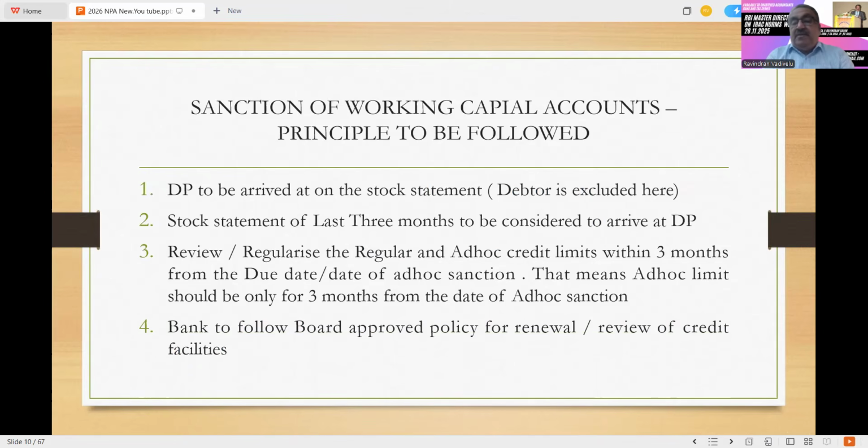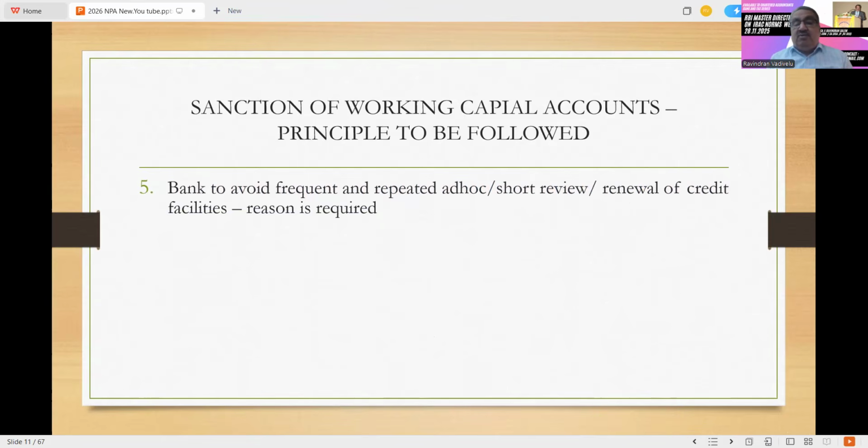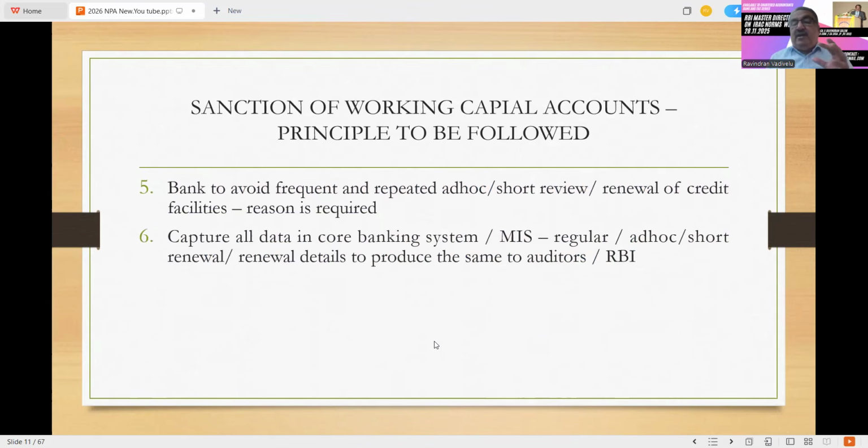In case the banks want to make an ad hoc sanction, then they have to provide the reasons based on which they are giving the ad hoc sanction. So frequent ad hoc sanctions should not be given, and the branch has to capture all the data in the core banking system. MIS should be regular, ad hoc, short renewal details to produce the same to the auditors as well as to the Reserve Bank of India.